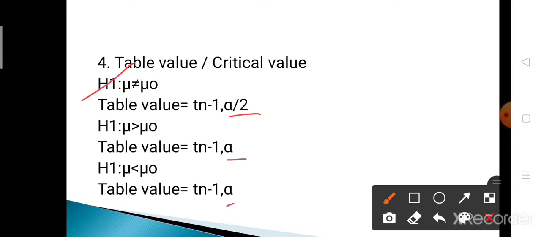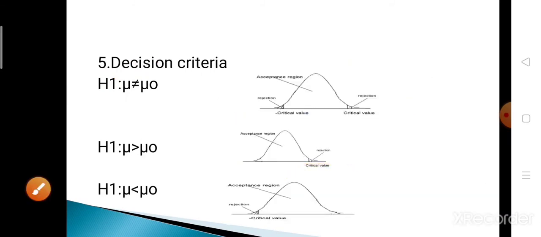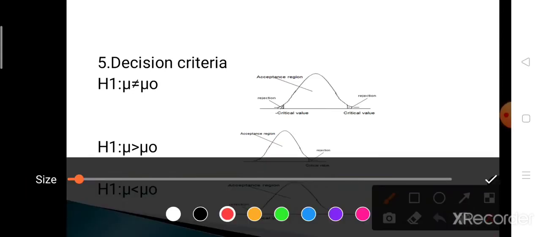And what is the degrees of freedom for t-test? If we are given n observations, the degrees of freedom is n minus 1. That is, there are n minus 1 independent observations in a given series of data. Okay. For two-sided, see the table value for alpha by 2, and for one-sided, see the value for alpha only. Now the next is decision criteria. There are three cases: two-sided, one-sided right and one-sided left test. So the decisions for the three cases are different.